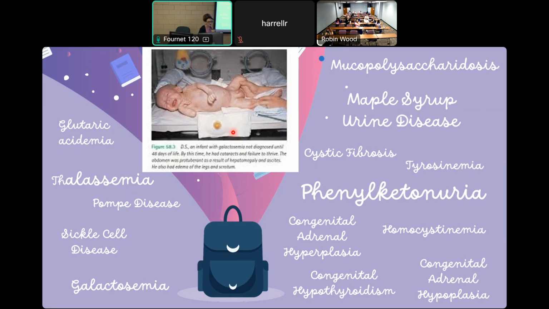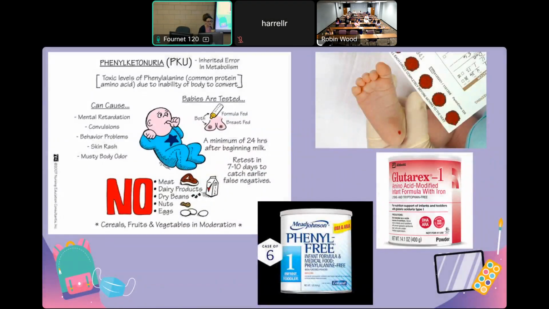But then you can look at this picture. This is an infant with galactosemia who was not diagnosed until 48 days of life. At this point, he's already developed cataracts. He's failure to thrive. It's kind of hard to see, but look how scrawny he is. His belly is absolutely massive. So he's got probably ascites, hepatomegaly, muscle wasting, and scrotal edema.